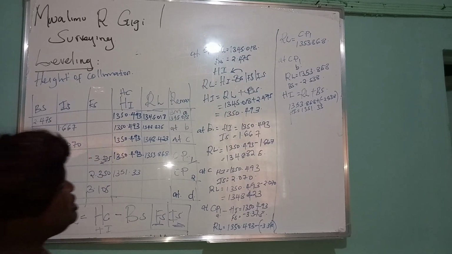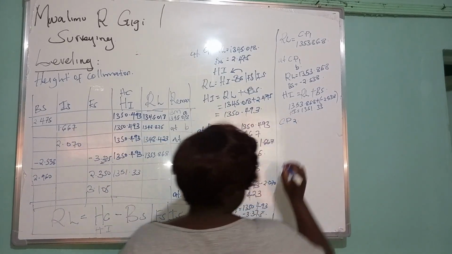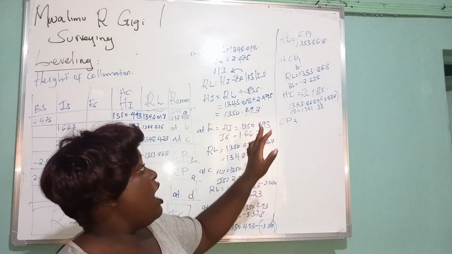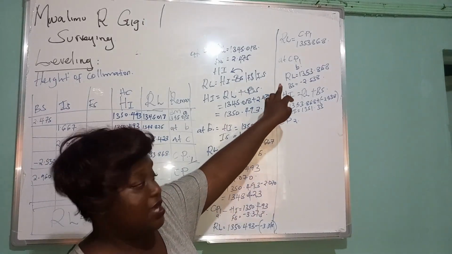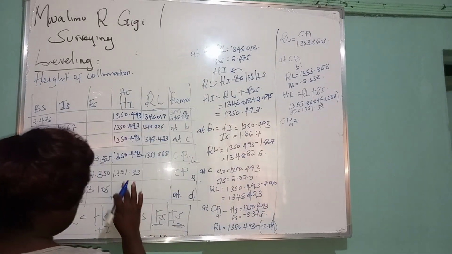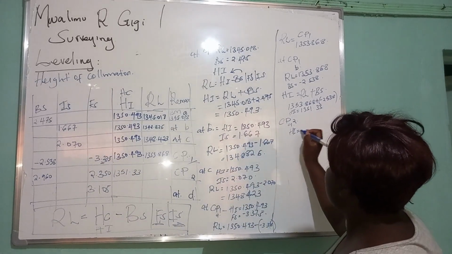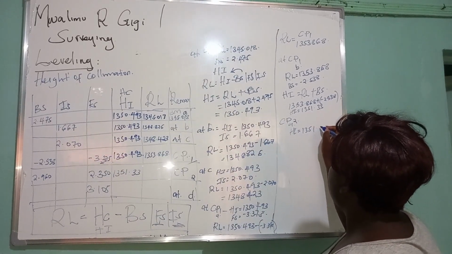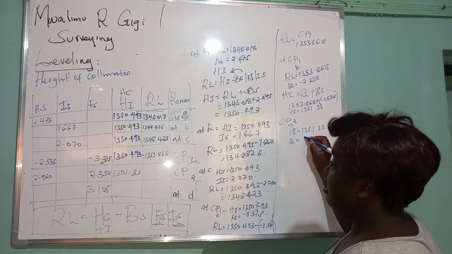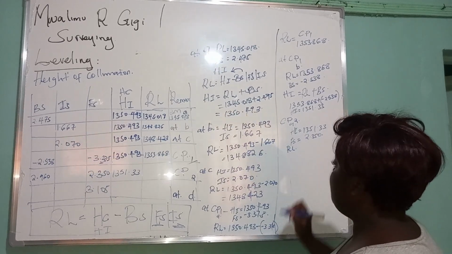So at change point 2, we have said that at a change point you'll have A and B. For A, first of all, you have the height of instrument, which is 1351.33, and you also have the foresight as 2.350. So what is the reduced level at that point?